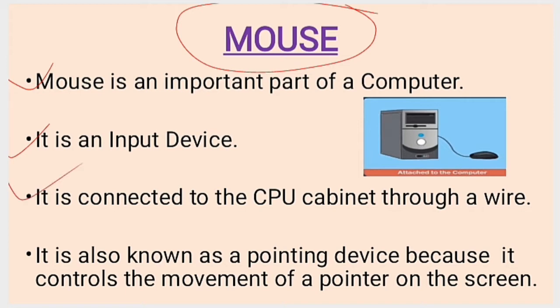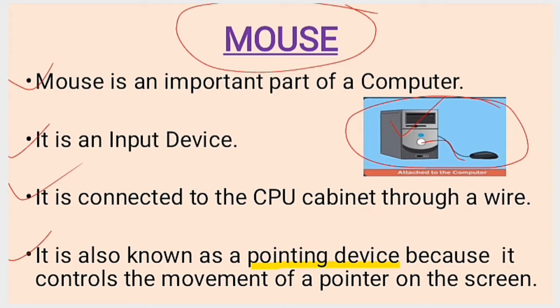It is connected to the CPU cabinet through a wire. Yes, in this figure it is already shown that mouse is connected to the CPU cabinet with the help of this wire. Next, it is also known as a pointing device. Pointing device means, why do we call it a pointing device? Because it controls the movement of a pointer on the screen.